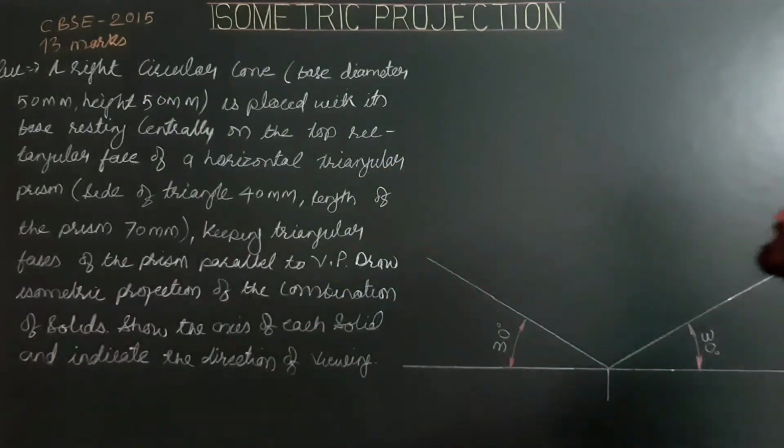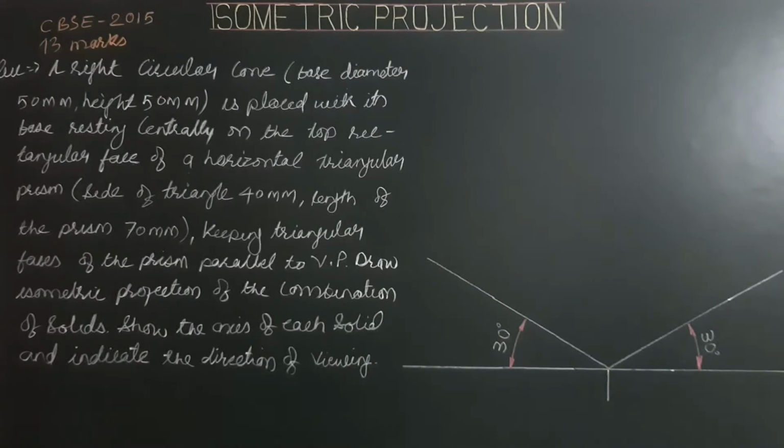Today we have a problem from 2015's question paper. A right circular cone, base diameter 50 mm, height 50 mm, is placed with its base resting centrally on the top rectangular face of a horizontal triangular prism. Side of the triangle 40 mm, length of the prism 70 mm, keeping triangular faces of the prism parallel to VP. Draw isometric projection of the combination of solids. Show the axis of each solid and indicate the direction of viewing.